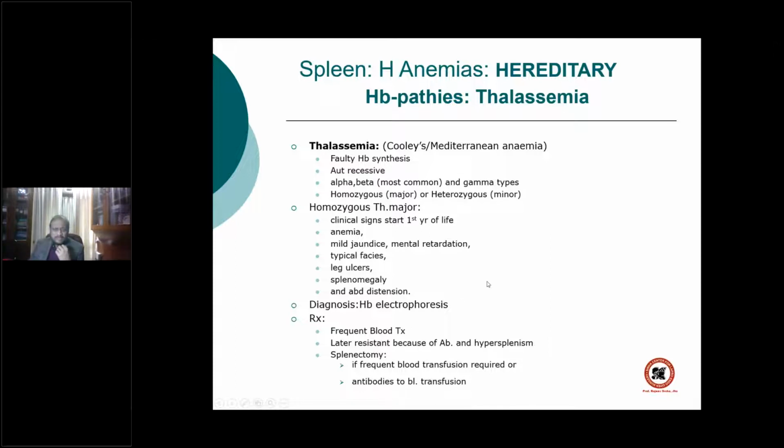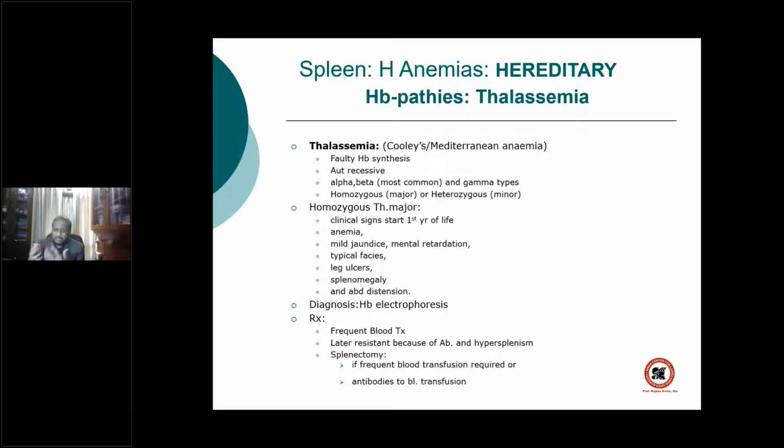The treatment is very commonly, we know that in any kind of thalassemia, you have to keep on pumping blood into this patient, so repeated blood transfusion. But the problem with repeated blood transfusion is simple: these patients develop a later resistance to the effect of the transfusion. Why? Either because there is a development of antibodies or there is hypersplenism.